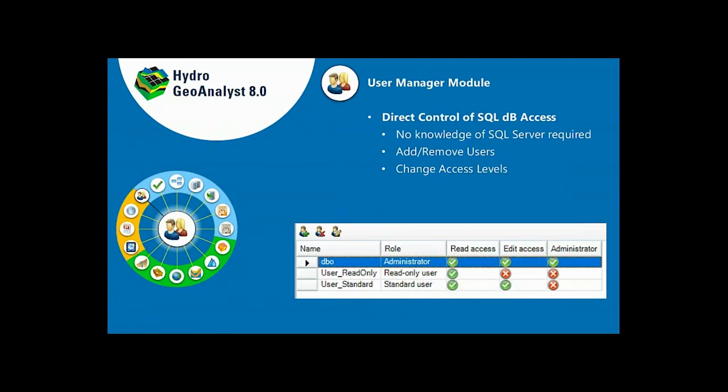So the first module that we'll talk about today is the user management module. And what this allows you to do is create and modify users with various access levels to the data. The great feature about this is that you don't need to understand the SQL Server or interact with it. The module does this all for you. It allows you to simply add, remove, or edit users with 3 different user access levels. And we'll show you what that looks like in HGA.